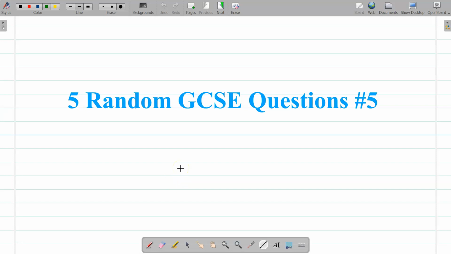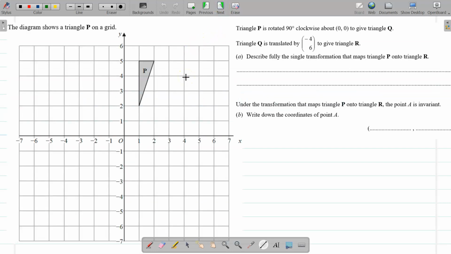Okay, welcome to this next in our series on 5 random GCSE questions. And these are calculator questions from papers 2 or 3. First question is about transformations.